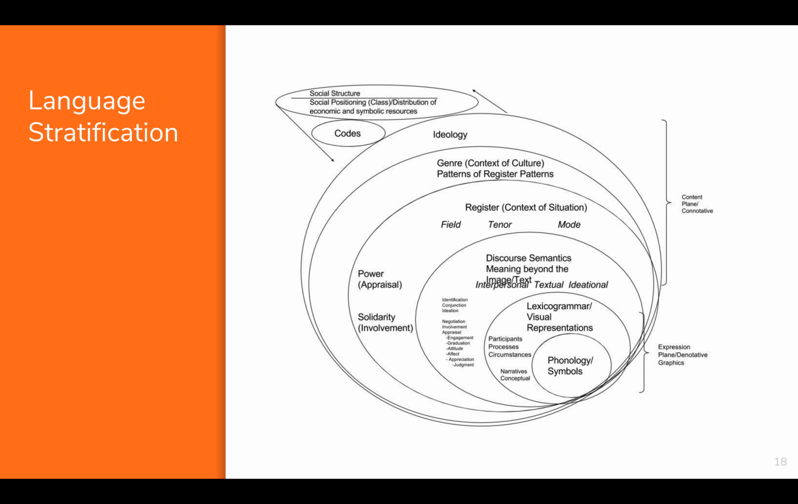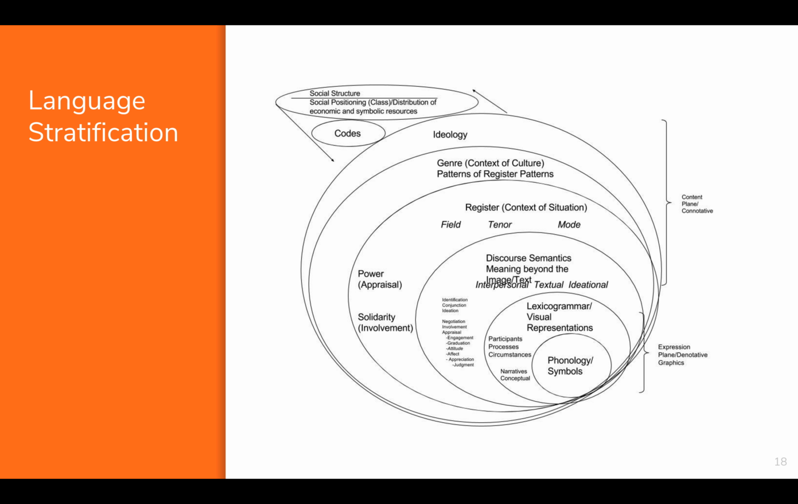Tenor is the social relationships around that activity. And mode is the channel and form of communication that a message is taking. Register operates at the level of a stage of a text. So there might be multiple stages in a text. Genre, the context of culture, which is made up of patterns of register patterns, is the text as a whole. And there are different types of genres, but we can think of that as the text as a whole.